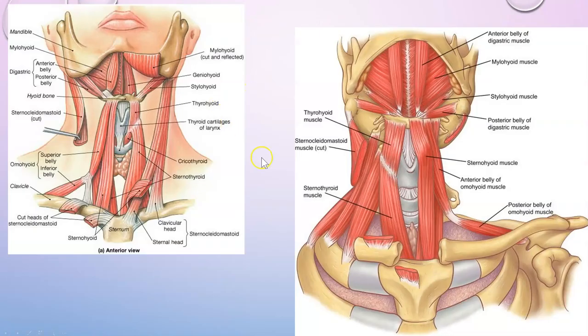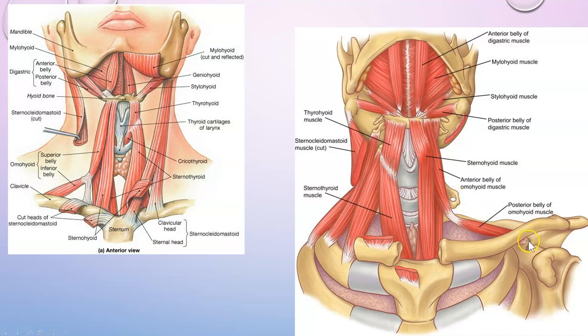So if we go back here to the omohyoid, you will see that this is traveling forward from the scapula to this central tendon, and the superior belly arises from this central tendon and goes up to the inferior border of the hyoid bone. Again, I'll repeat. Okay, we see here in this picture, this posterior belly of the omohyoid is attached here on the scapula to the central tendon, and then the anterior belly of the omohyoid comes up here to the hyoid bone.